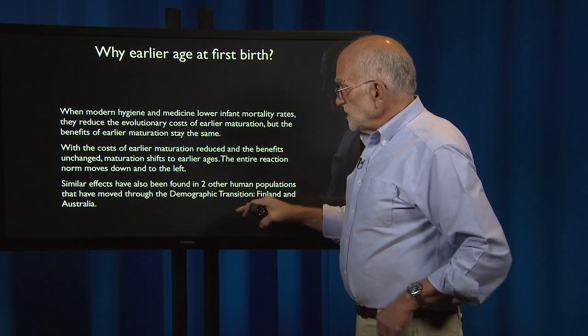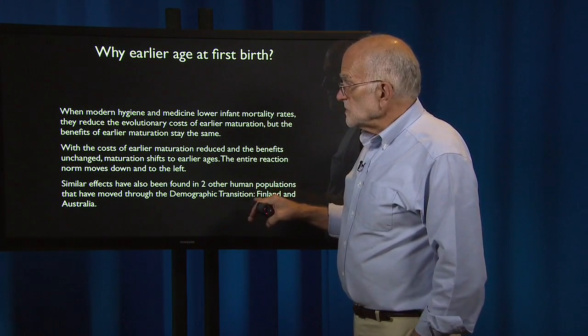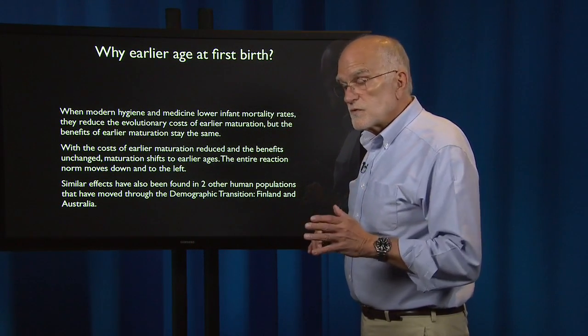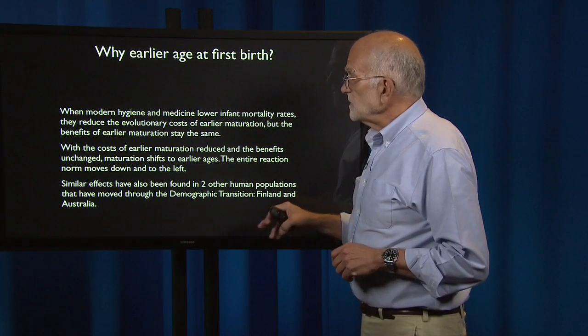Similar effects have also been found in other human populations, in particular those that, like the US population, have already moved through the demographic transition, Finland and Australia.